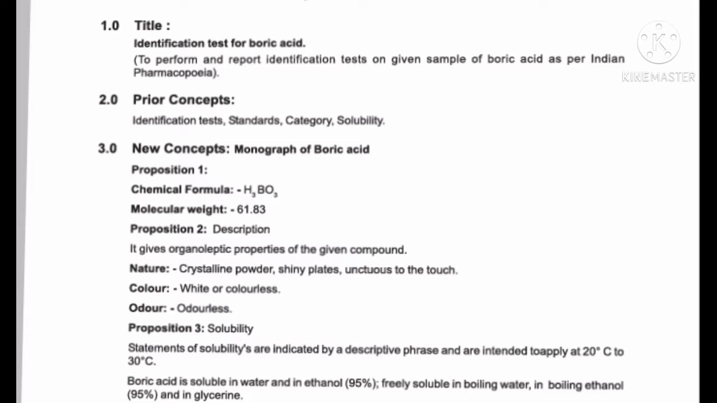Boric acid is a crystalline powder, shiny, and soapy to touch. It is a white or colorless powder. It is odorless. Solubility: boric acid is soluble in water and in ethanol, while it is freely soluble in boiling water and in boiling ethanol, as well as it is soluble in glycerin.